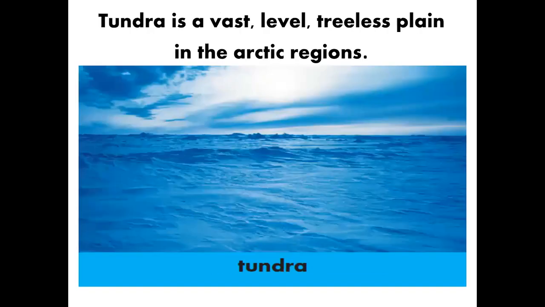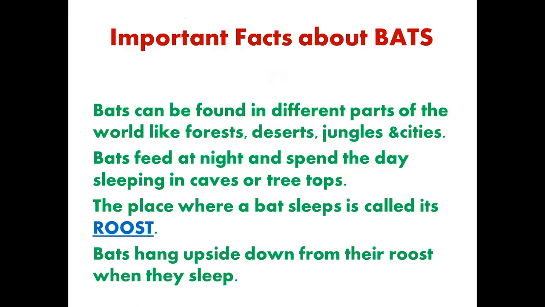Maybe the last vocabulary we want to look at is tundra. Tundra, spelled T-U-N-D-R-A. Now, tundra is a vast, level, treeless plain in the Arctic region, one of the coldest regions in the world. It's a vast land, a plain. It is treeless. You can't find plants or trees there. One of the coldest areas in the world. This is tundra.